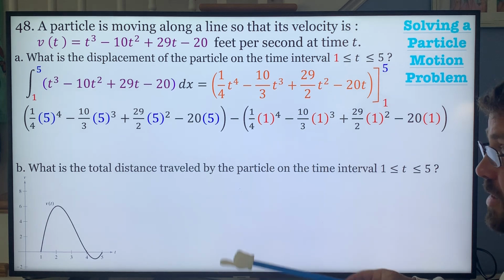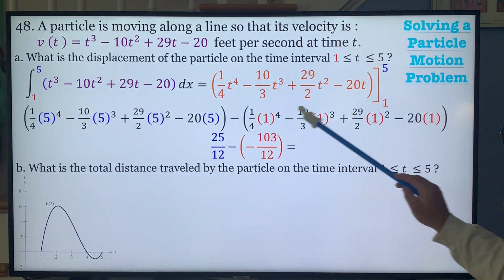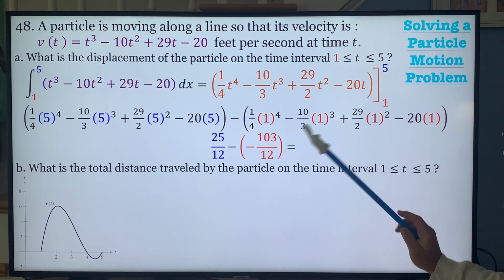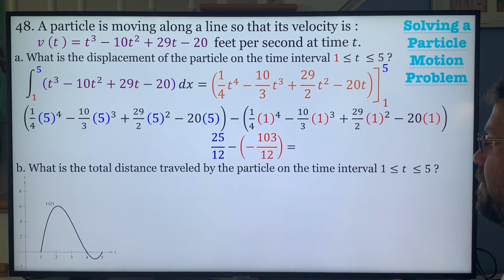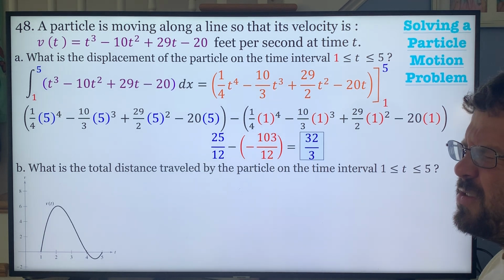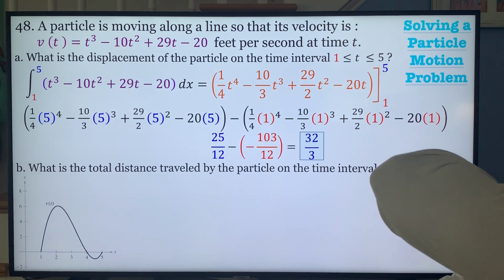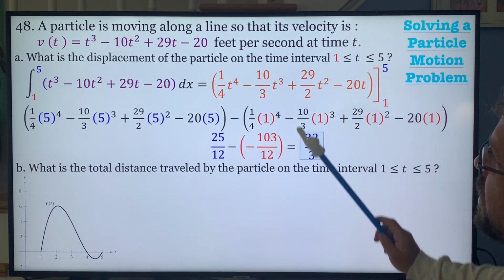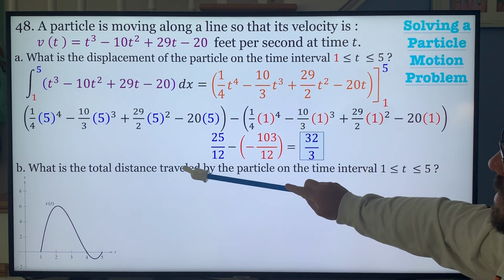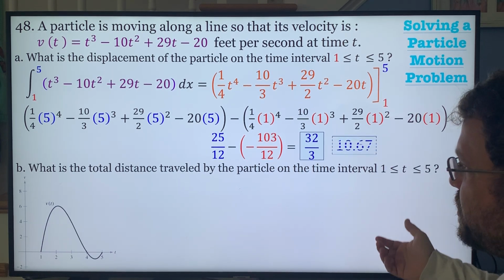You don't need me to explain this all. You should know it. This all becomes 25 over 12. This all becomes negative 103 over 12. If you used regular decimals, that's fine. Your answer is 32 over 3, 10 2/3, or you could say 10.67. That's displacement.